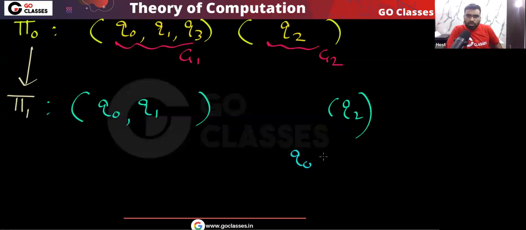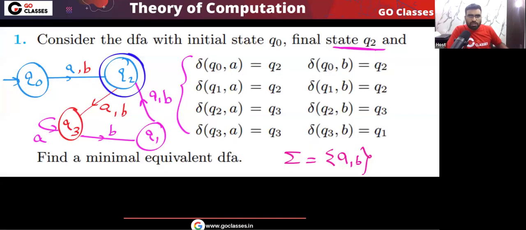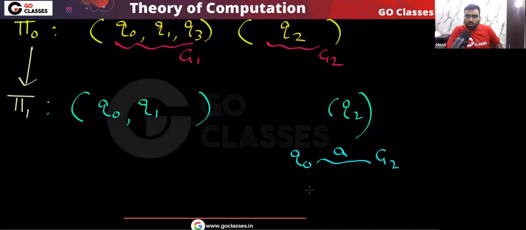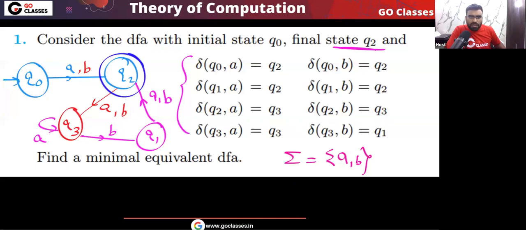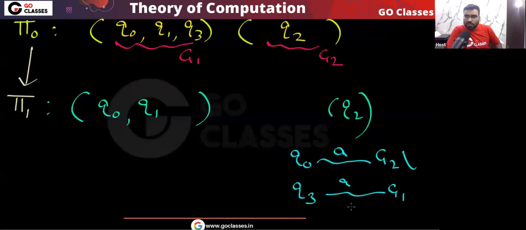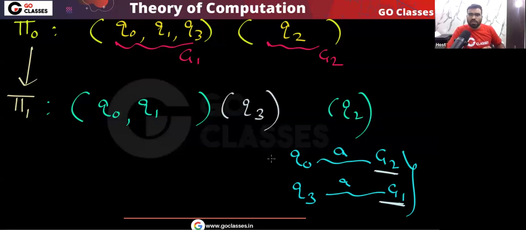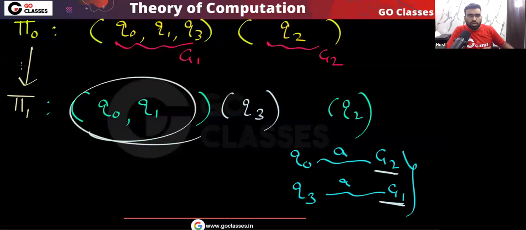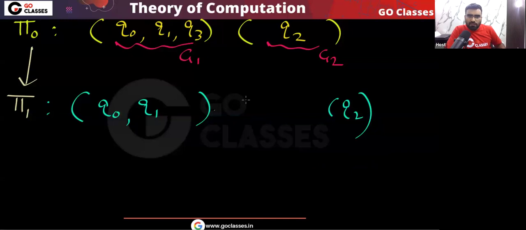Notice that Q0 on A, sorry, it is going to group 2. And Q3 on A, it is going to group 1. So we are going to different groups on A. That is the reason I can say Q0, Q3 will definitely be separate. So this is your pi 1: Q0, Q3 will be separated, Q0, Q1 will be together.